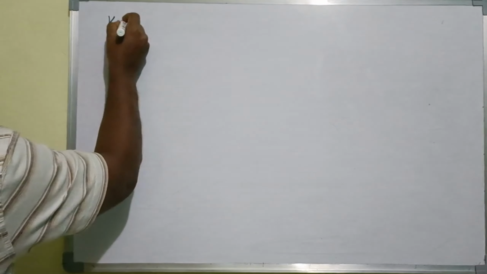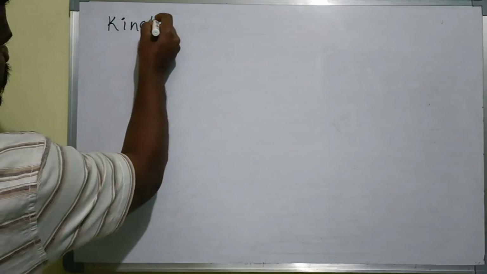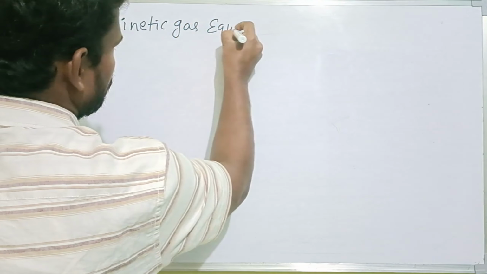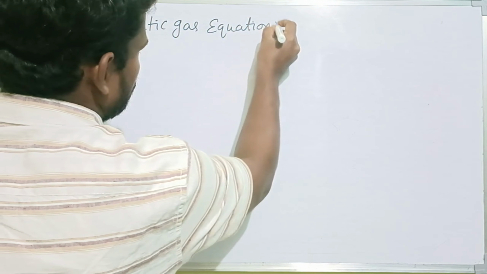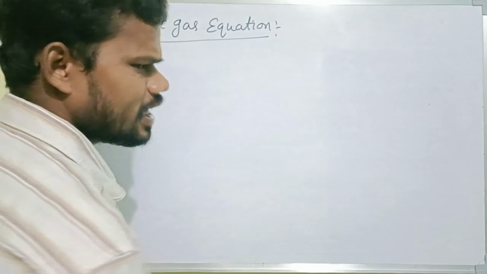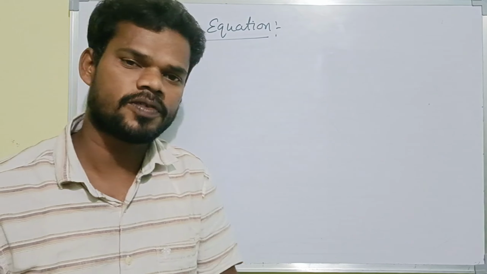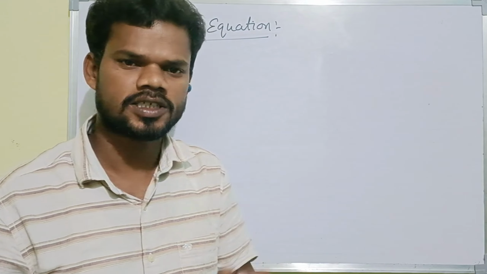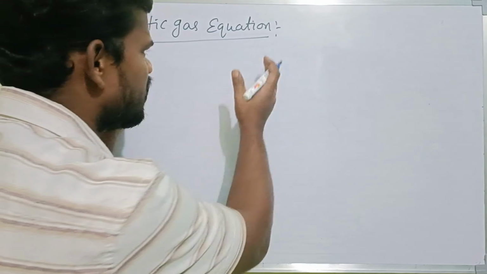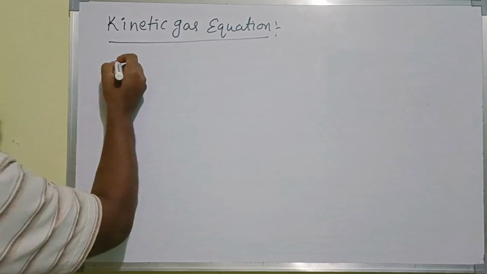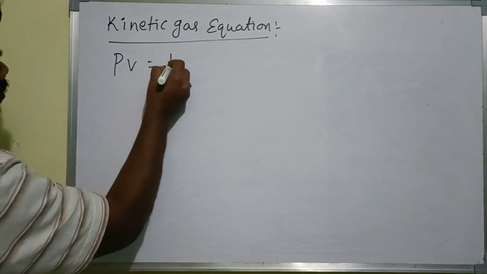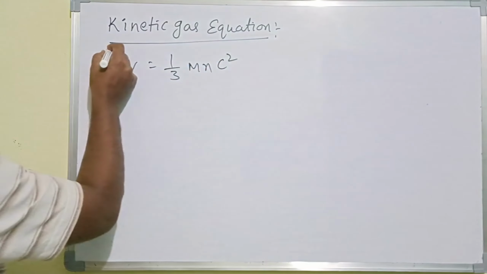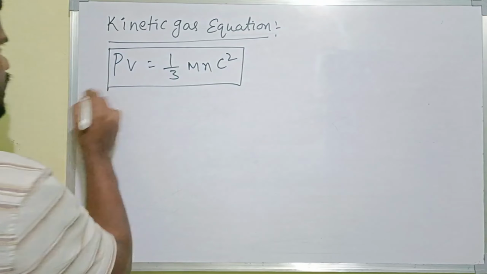So that is the kinetic gas equation. This kinetic gas equation is derived using the different gas laws. The derivation we are not discussing, only the formula. So that is PV equal to 1 by 3 mn c square. This is the kinetic gas equation.